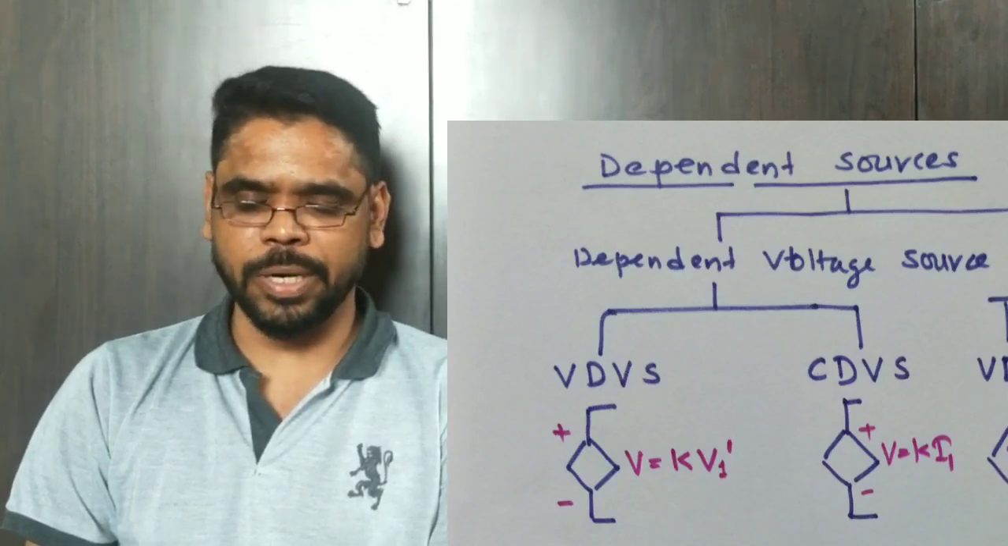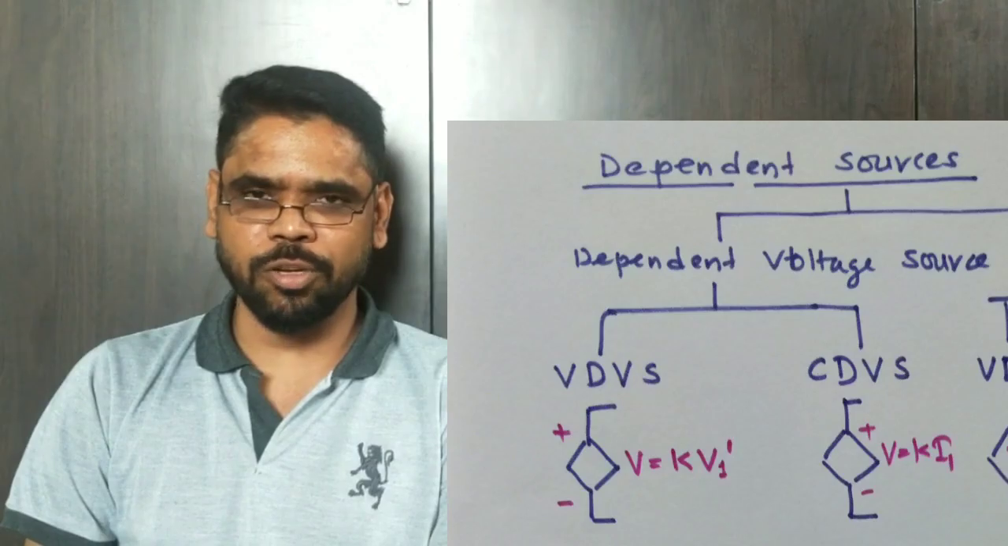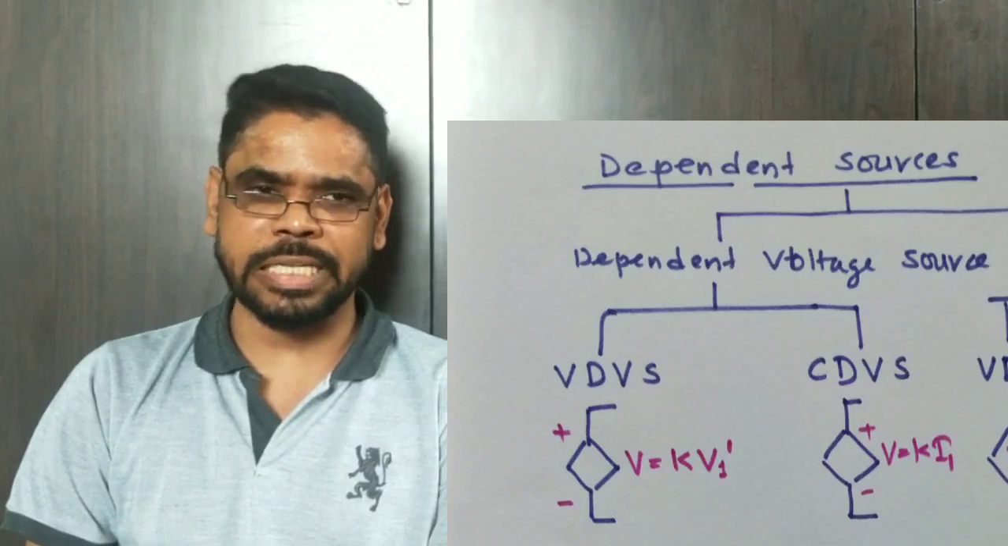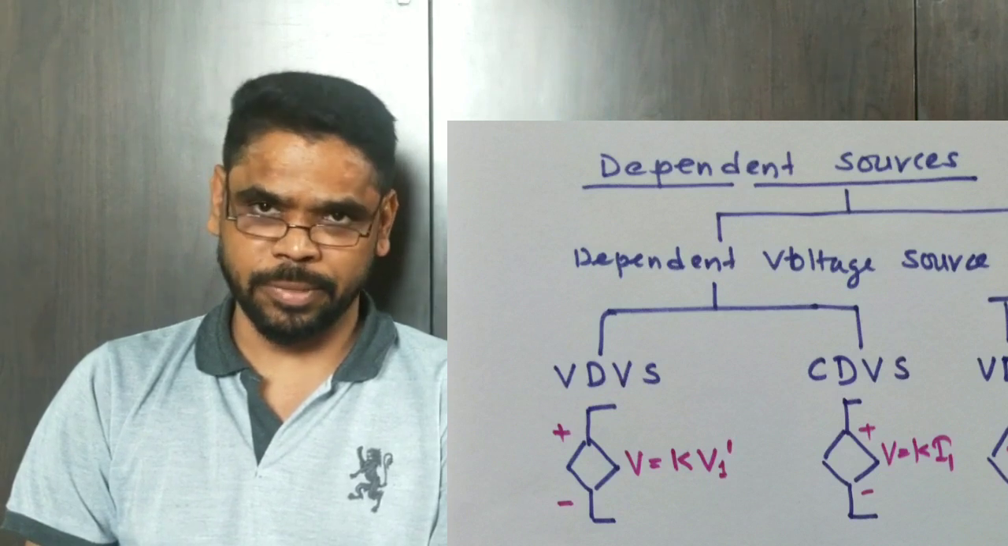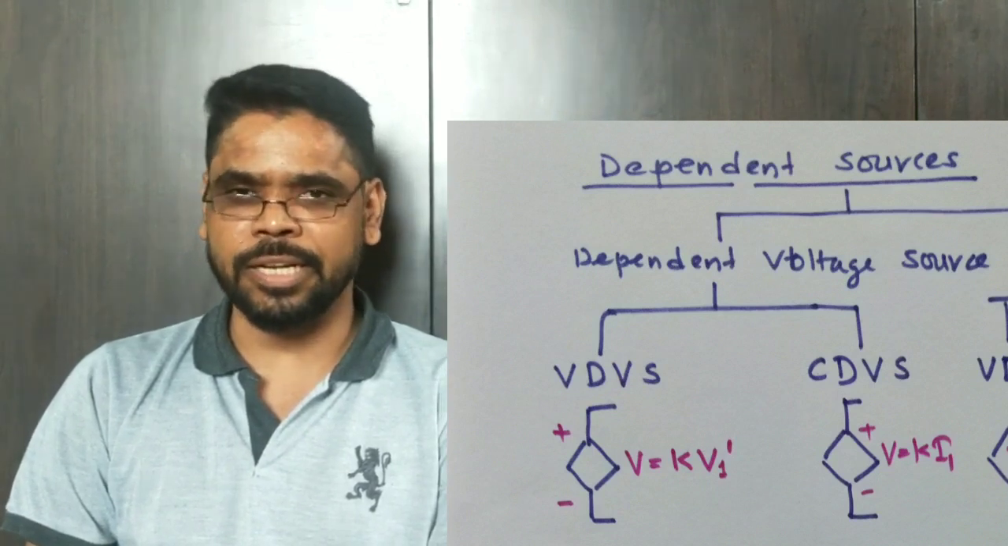Similarly, for the current dependent voltage source, the voltage of the source depends on a current somewhere inside the network. That is, V is given as K times I1, where I1 is the current flowing inside the network at some point.